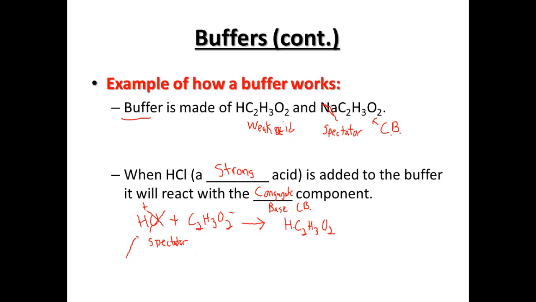So we're going to go from HCl, a strong acid, to HC2H3O2, which is one of our weak acids. And with it being a weak acid, very little H plus is produced, and so very little change in pH takes place. So we're looking at resisting that change.